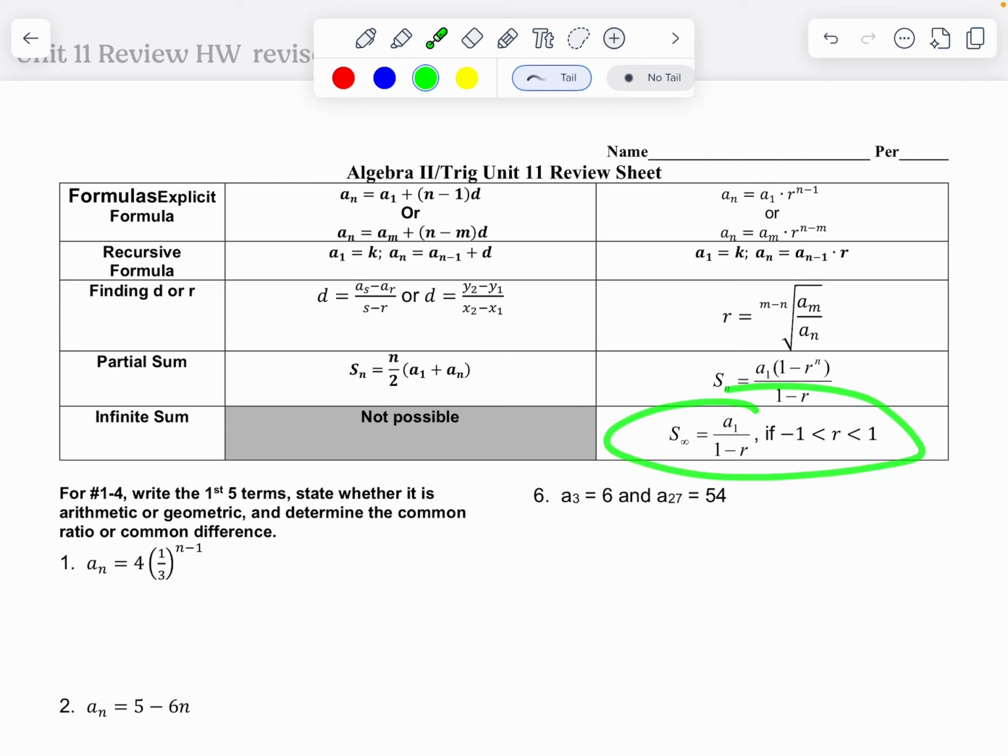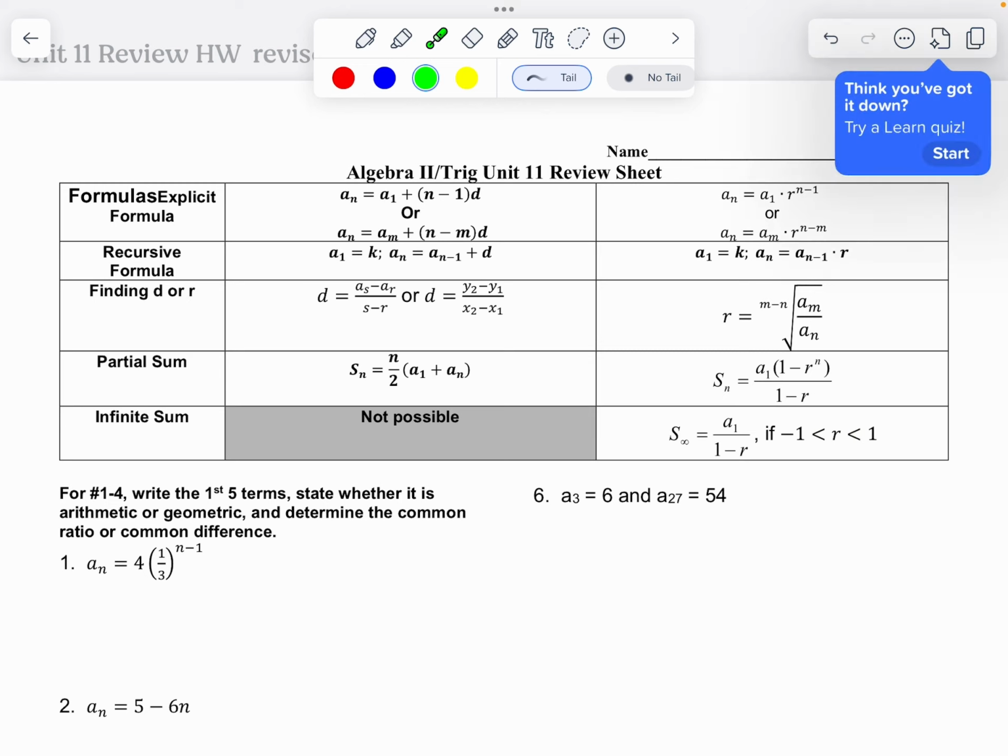And then infinite sum. If you have an r that is in between -1 and +1, so that would be anything that is a decimal, not just a decimal or a fraction, but it has to be less than 1 and greater than -1. So like 0.5 or 1/2 or 3/4, anything in between that range, you use the infinite sum because it converges.